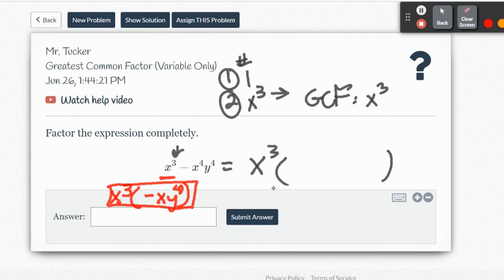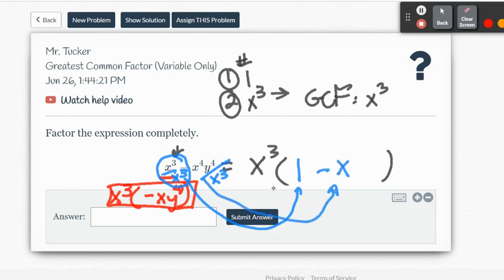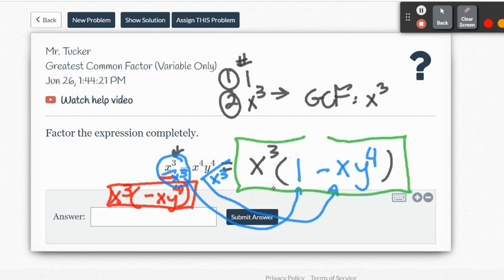So what we need to do is divide each term by x to the third. And if we do that, we'll see x to the third divided by x to the third is 1, because anything divided by itself is 1. And then the second part was negative x to the fourth divided by x to the third. That should reduce to be a negative x to the first, and that's when we get the y to the fourth. So this should be a 1 minus x y to the fourth. You've got to have that quotient to make the 1 appear. So that's one of my most common mistakes.